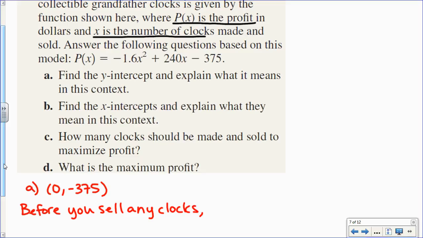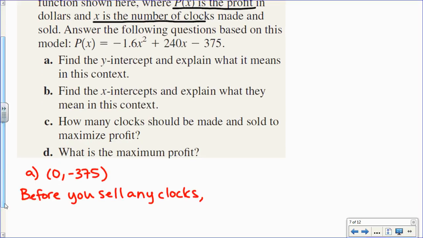What's my y coordinate, and what does the y represent? It represents your profit. P of x is the profit. So before you sell any clocks, if it's negative 375, what does that mean? Before you sell any clocks, you owe 375, or you're down 375. Make sure that you have a label. Profit is money, so $375.